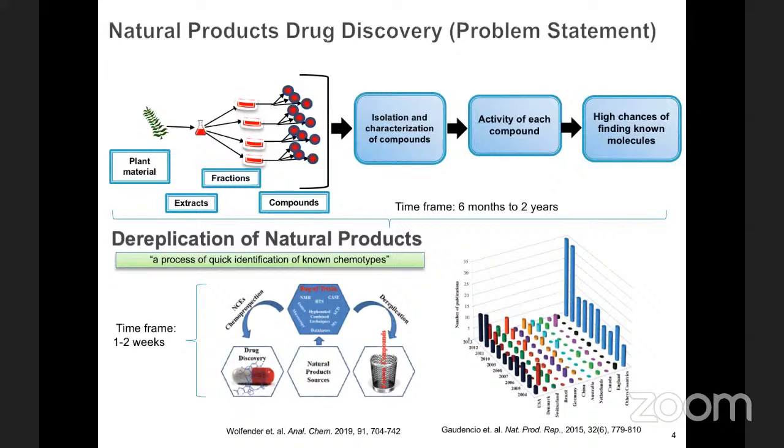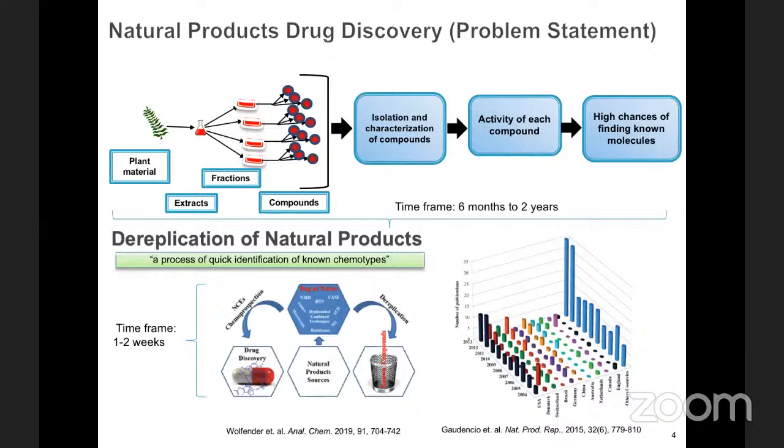Now, out of these three problem statements, I'm going to show you a positive note on the resolution of one problem statement, one bottleneck, which is what I said, isolation of the known compound. I will repeat the problem statement here, because maybe it will help everyone understand what we are talking about. So let's say we have a plant material.